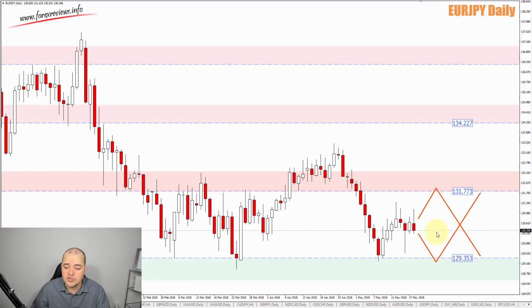So overall on Euro Yen, the 129.35 zone area is a potential bullish evidence area on this market, and also the 131.77 zone area is a potential bearish evidence area on this market. Okay, well that's that market.